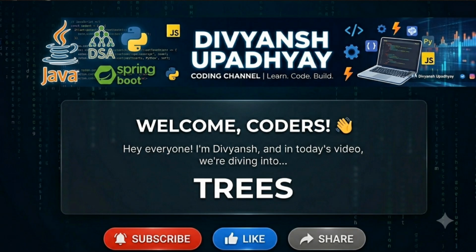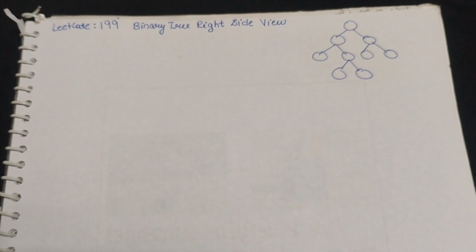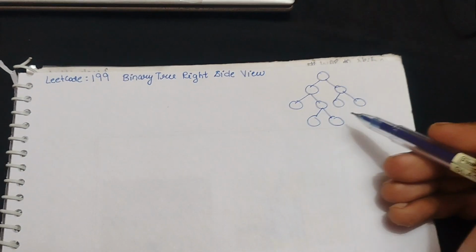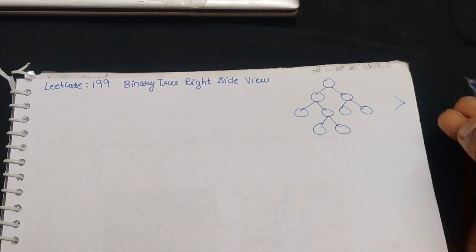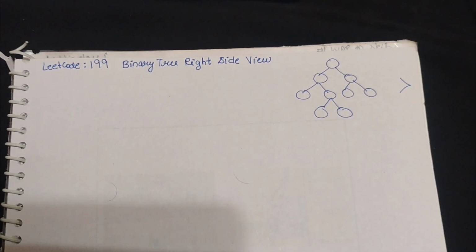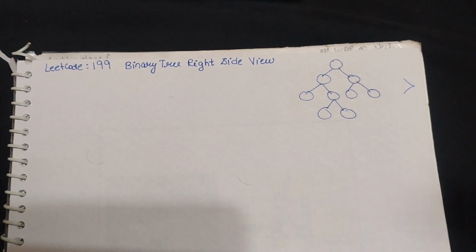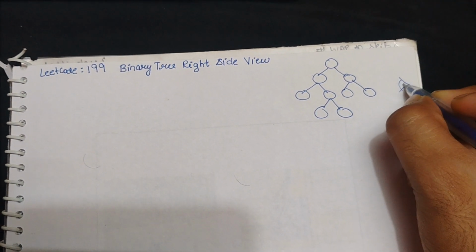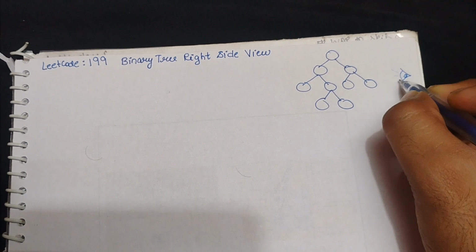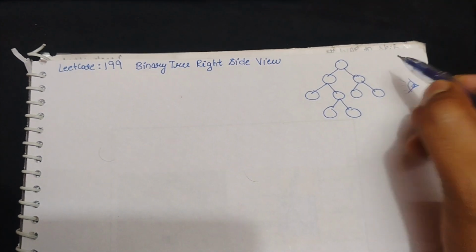So in this video we'll solve LeetCode problem 199, that is binary tree right side view. I'll explain what the question says. Here a tree is given in the question and it is saying that the observer is here. The observer is here and it is seeing the tree from the right side.